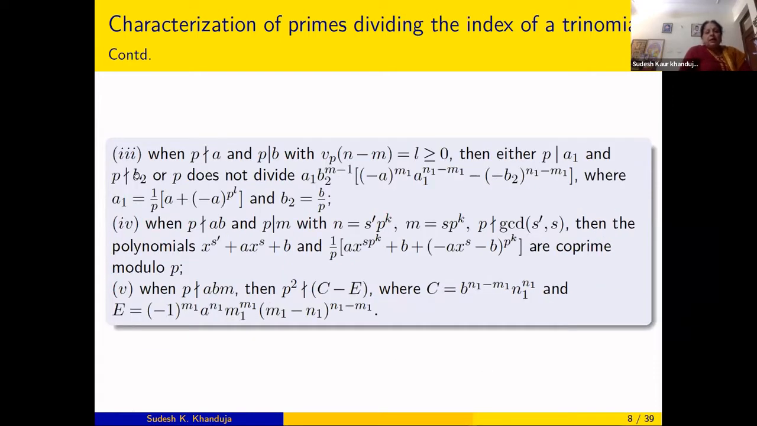And similarly, in the other case, when p does not divide a and p divides b, then since p divides the discriminant, looking at the formula of Swan, we see that v_p(n minus m) equals L greater than 0, then either p divides a1 and p does not divide b2, or p does not divide this expression. A1 is given by this and a2 is given by this.